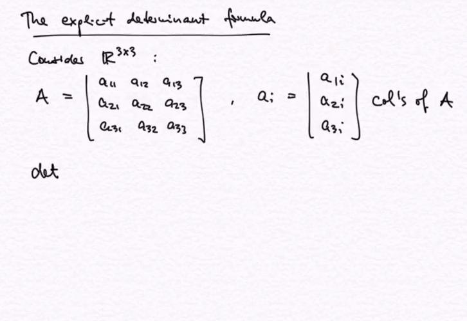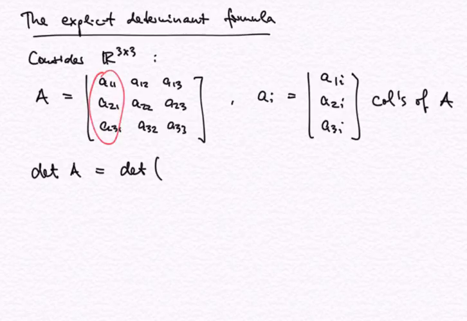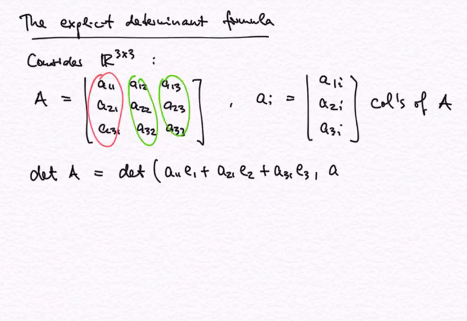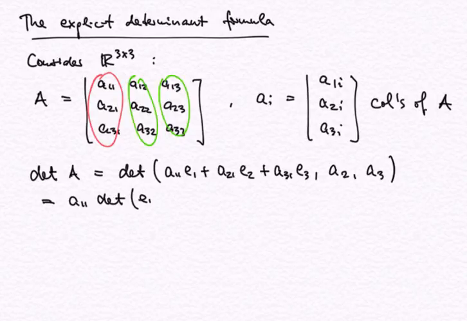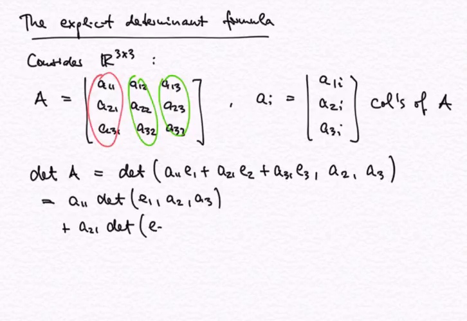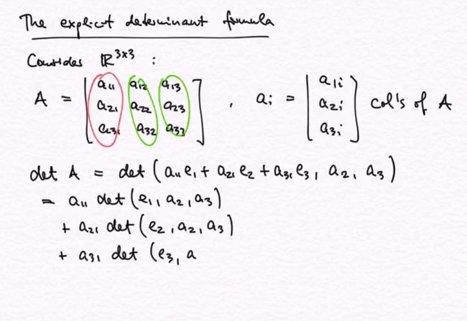Then, the determinant of A is the determinant of, well, let's just have a look at the first column here. We can write this column as A11 times the first standard basis vector plus A21 times the second standard basis vector plus A31 times the third standard basis vector. And then we still have the second and third column standing here, and I'm not doing anything with them. Now I use multilinearity. So this is A11 times the determinant of E1, A2, and A3, plus A21 times the determinant of E2, A2, and A3, plus A31 times the determinant of E3, A2, and A3.